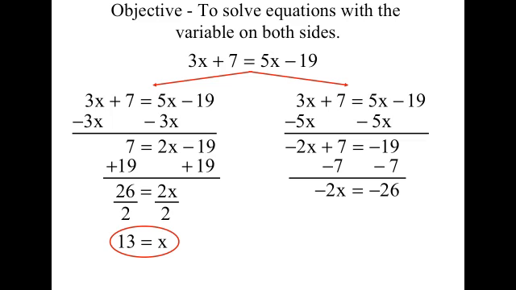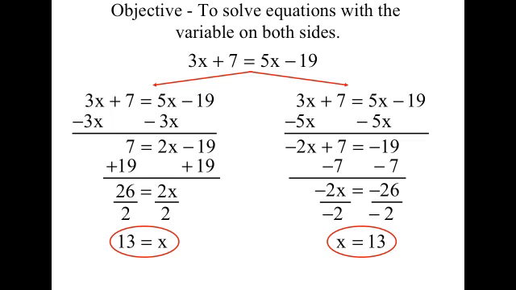And now I'm left with negative 2x equals negative 26. Divide both sides by negative 2. And remember, a negative divided by a negative makes a positive. And what do you know? I get the same equation. So the bottom line is, it doesn't matter what you move first. Get all your x terms to one side of the equation and all your constants to the other side of your equation, and then you solve for x.